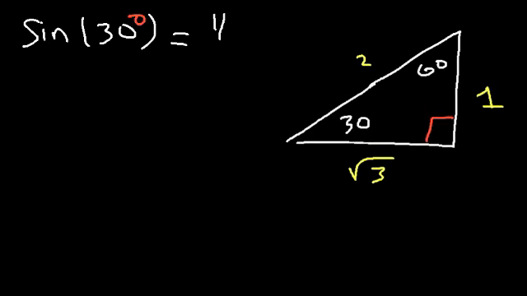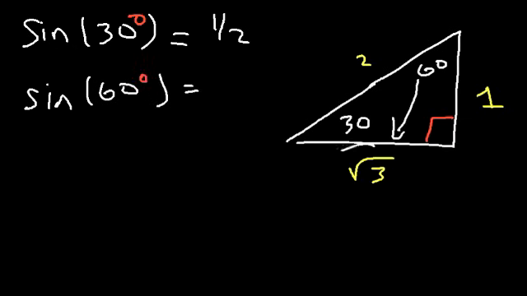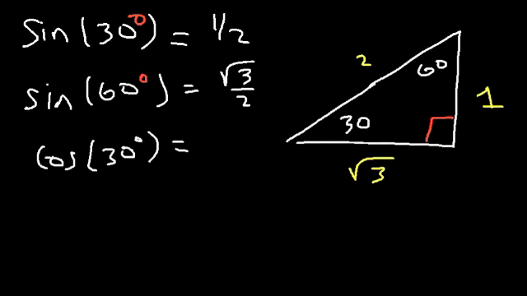So sine 30 is 1/2. If we want to evaluate sine 60, that's going to be the opposite side of 60, which is root 3 divided by the hypotenuse. So sine 60 is root 3 over 2. Cosine 30, that's adjacent divided by the hypotenuse. Cosine 30 is root 3 over 2.